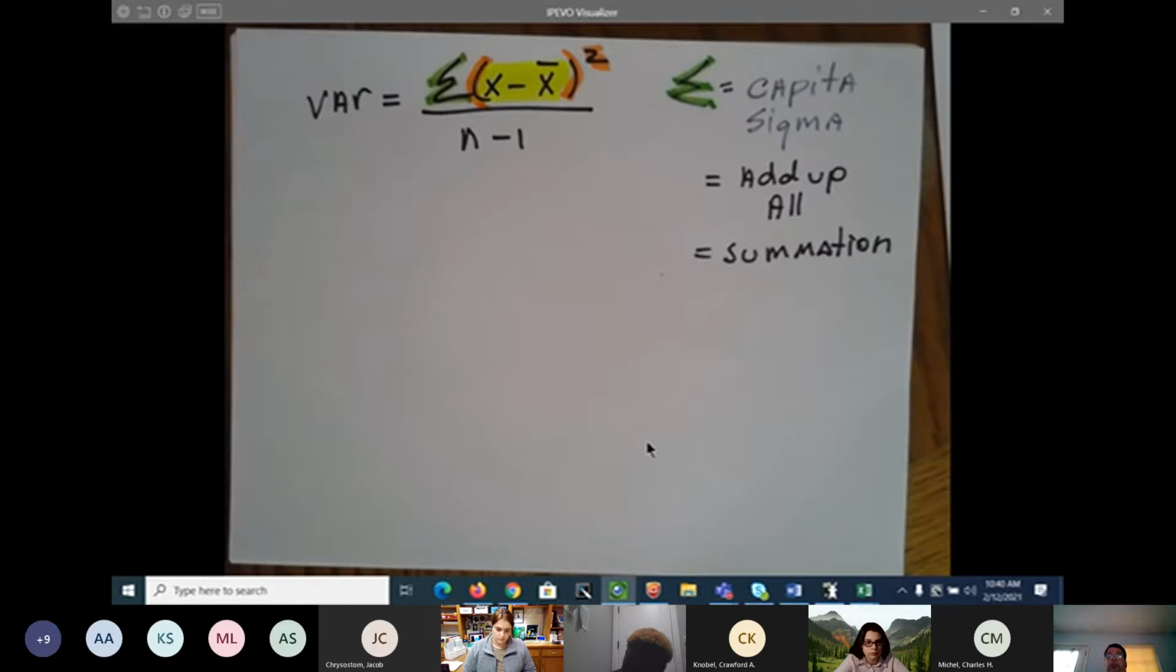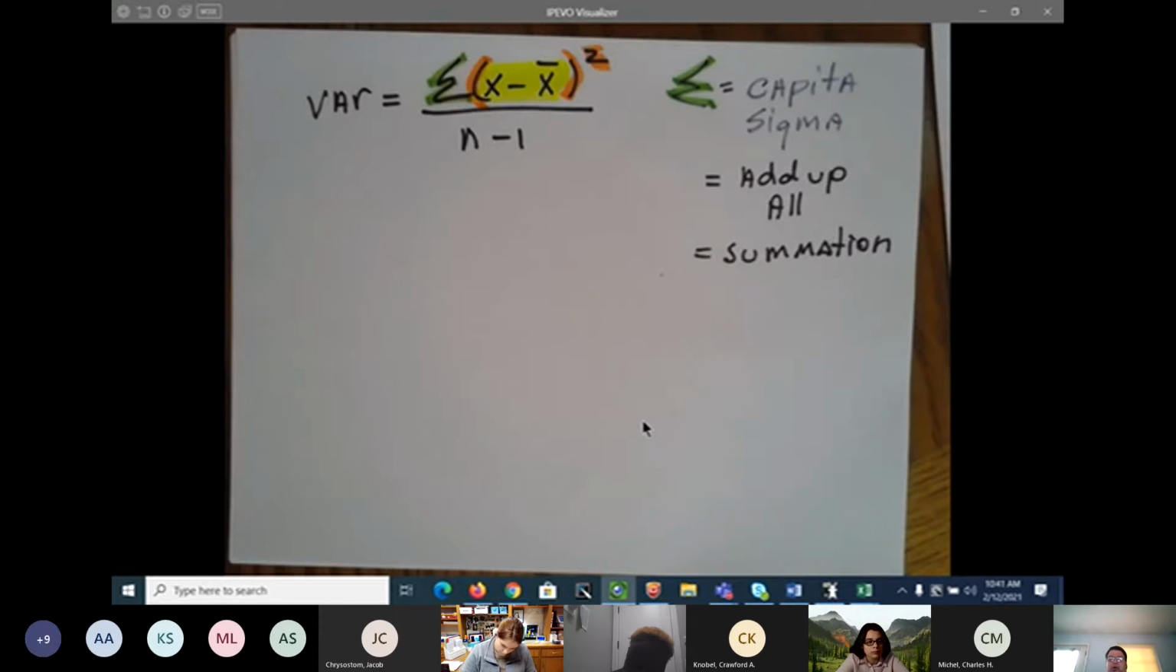All right. Now, n minus 1, y'all can do that. What's 12 minus 1? 11. So you know the denominator is going to be 11. So go ahead and put that in your formula.